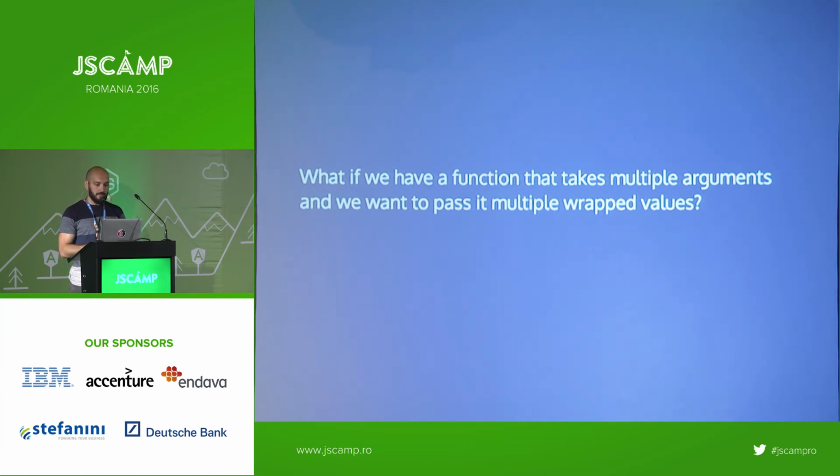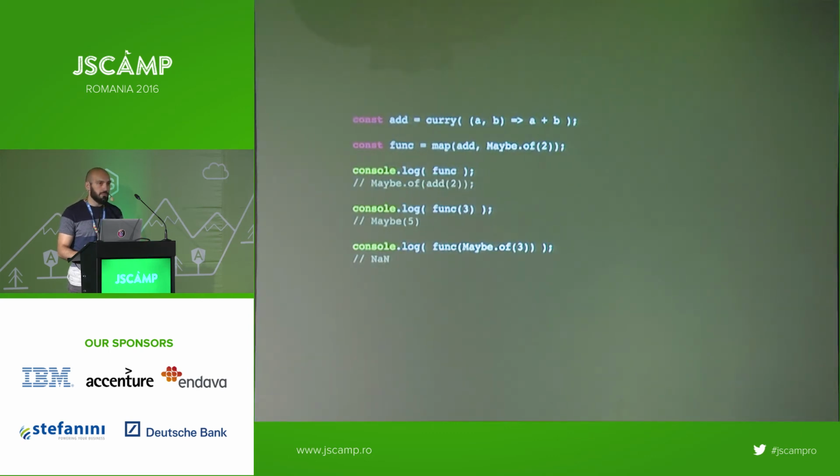This works fine for functions with a single argument. So if we have functions with a single argument, we can use functors, and we can map those functions over the functor. But what happens if we have functions with multiple arguments? A very simple example is add. Add needs 2 numbers. We need 2 parameters to get a sum.